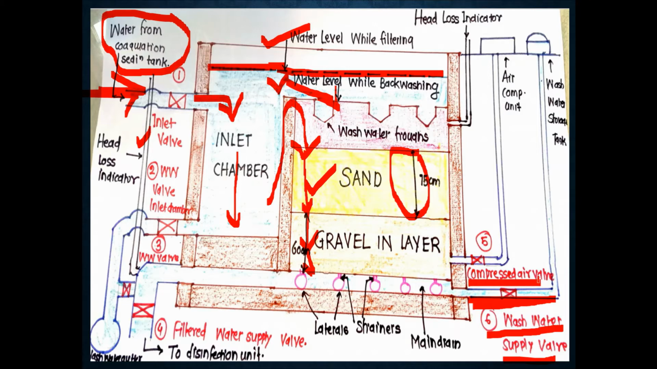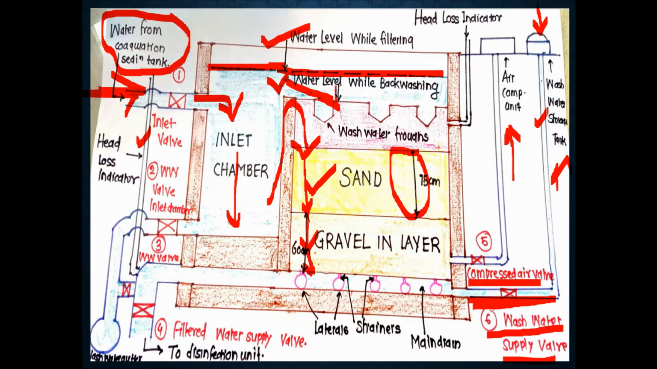These two walls are there, and fifth number wall is supplying the compressed air, and sixth number wall is supplying the wash water. Means there are two different tanks. One tank is supplying the compressed air and another tank is supplying the wash water. And what is the name of this tank? The name of this tank is the wash water storage tank.